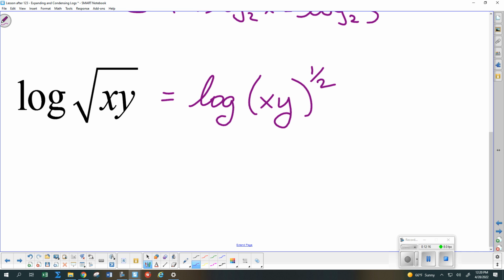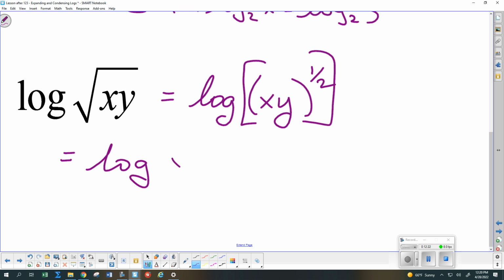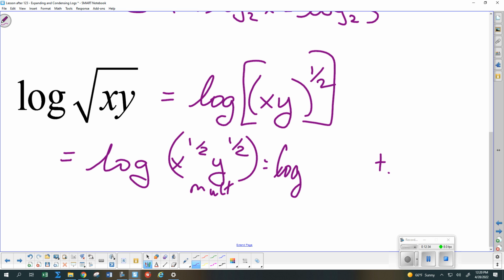So one thing we could do is to say, well, that argument means x to the 1/2 times y to the 1/2. And then Nicole was saying, oh, we're multiplying here, so we can write that by adding the two logs. So it would be log of x to the 1/2 plus log of y to the 1/2.